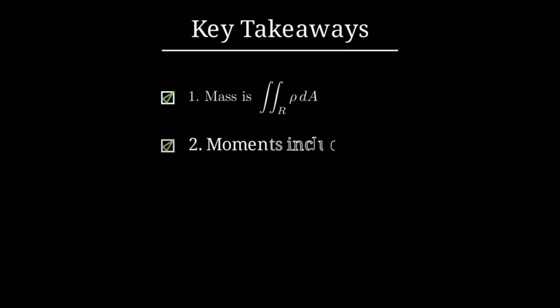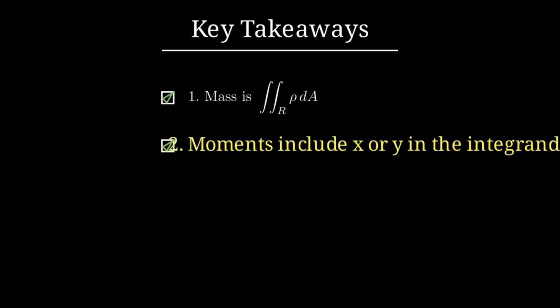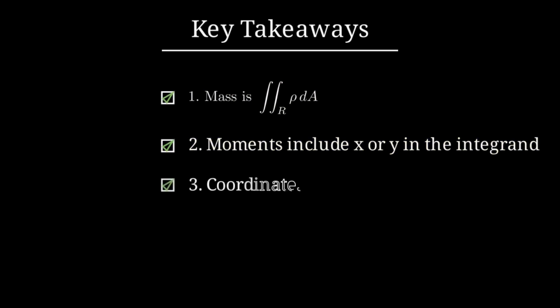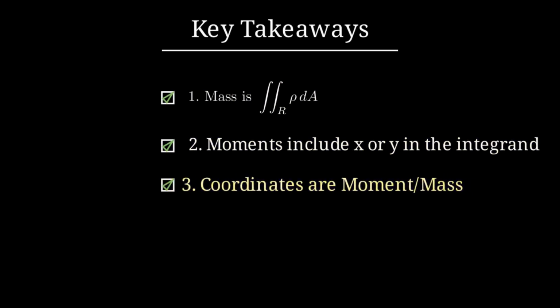To summarize, always calculate the mass first, then the moments. Keep your variables straight, use x for the y moment and y for the x moment, and always divide by the total mass at the end.